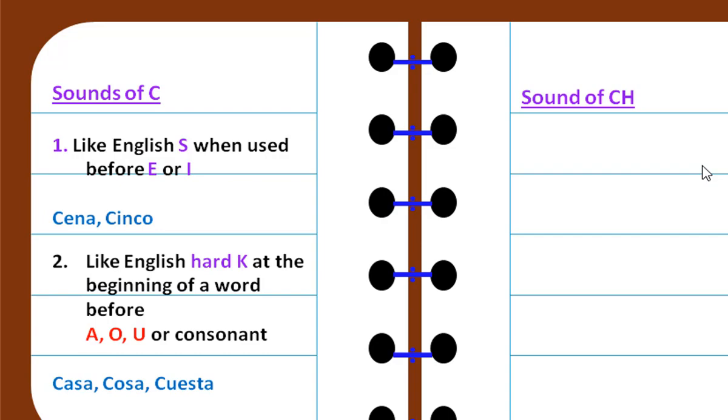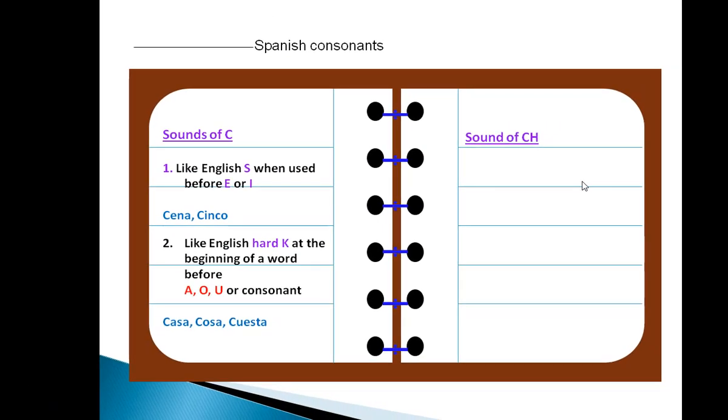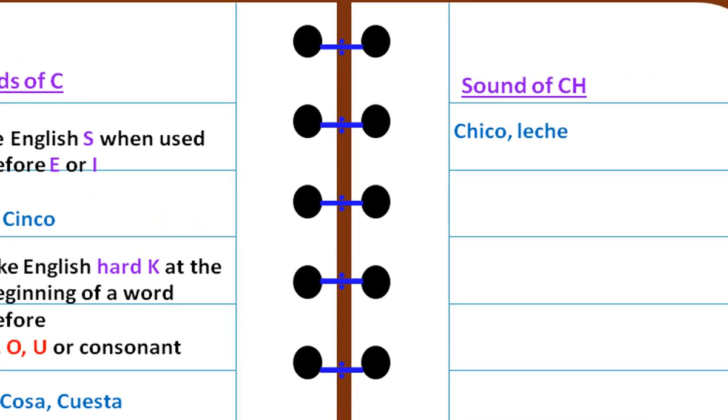Okay, so another consonant sound, CH. What are the examples? Chico. Chico means boy. Leche. Leche means milk.